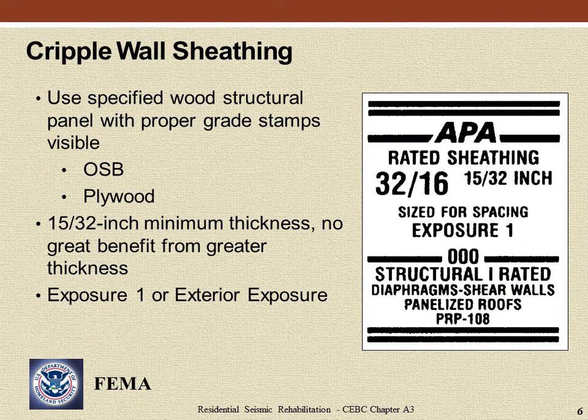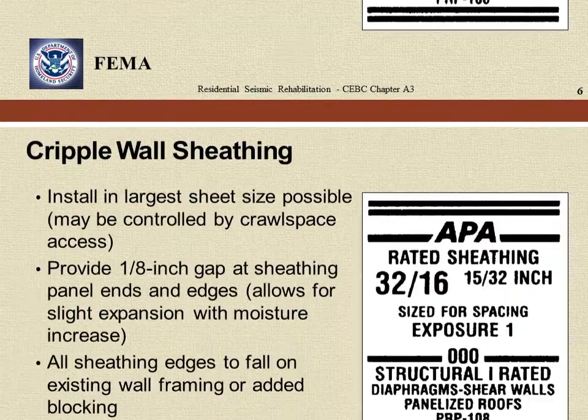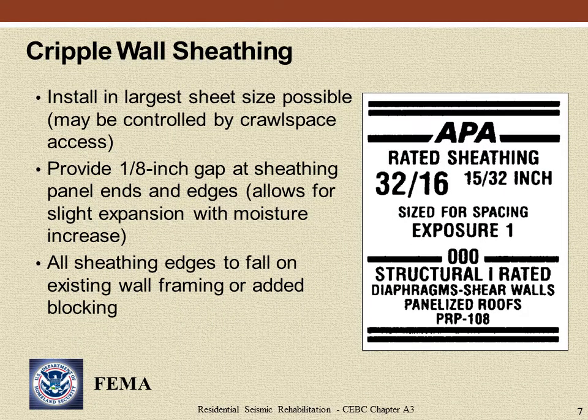Cripple wall sheathing is an important component of the seismic rehabilitation work. Sheathing should have grade stamps that can be used to verify that the specified sheathing type is provided. It is important to verify sheathing is structural rated sheathing, sheathing is at least 15/32 inches thick, and sheathing weather exposure rating is either Exposure 1 or Exterior exposure. Installation should use the largest sheathing sheet size practical given access and restrictions of placement.